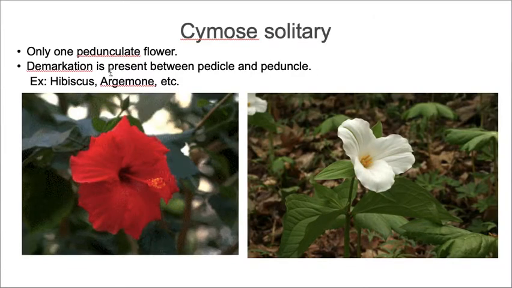Now on the peduncle, only one flower will be there. See, this is the peduncle, on that only one flower is there, that's why solitary. Basically solitary means alone, so only one flower is there. The best example is hibiscus. You can clearly see some demarcation is there and you can easily detach it if you touch the demarcation. So if the whole peduncle bears only one flower, then that is called cymose solitary. The best example is hibiscus.